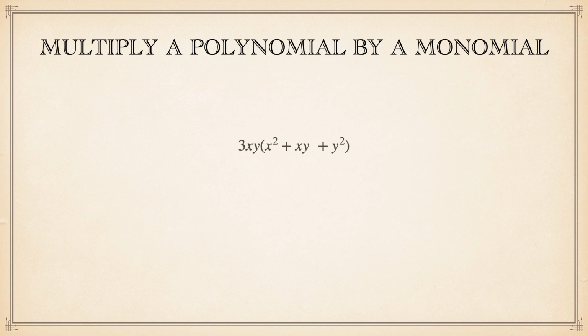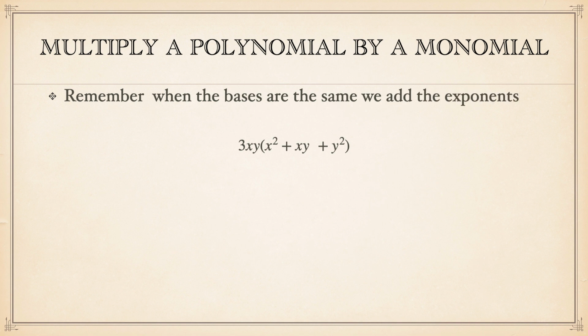All right, notice they're getting a little bit harder, and this is number 11, if you're following along, number 11. So we have here 3xy times a quantity of x squared plus xy plus y squared. All right, so we're going to distribute that 3xy to all three terms. All right, and so I have here 3xy times x squared, 3xy times xy, and 3xy times y squared. Now let's just look at each term.